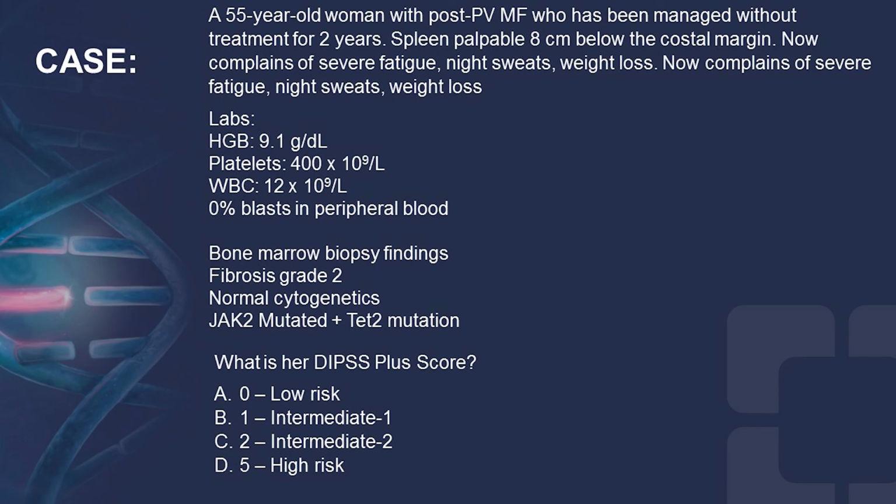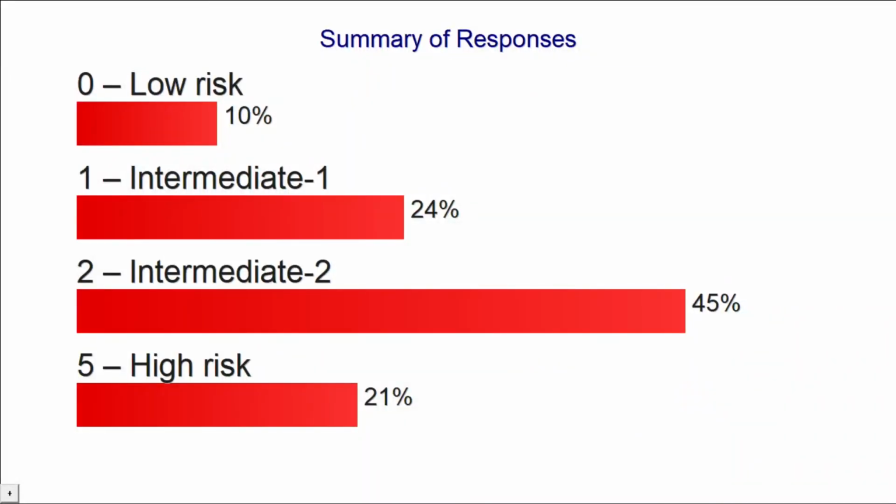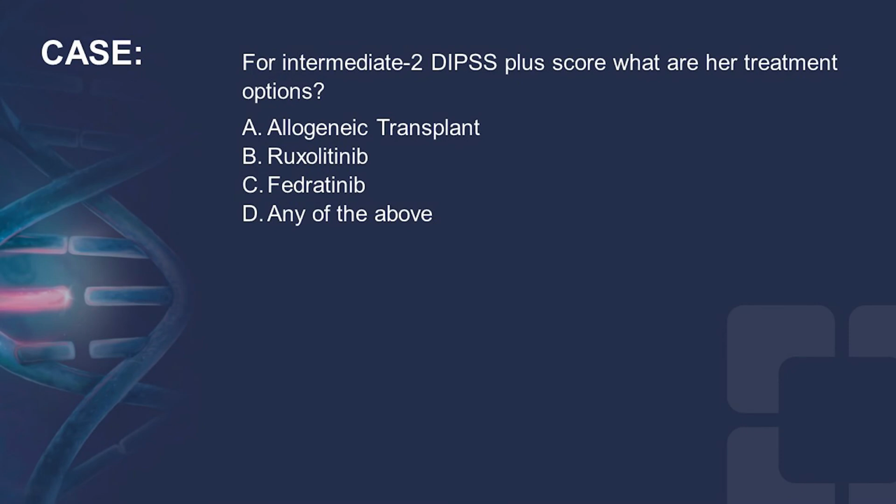So what is her DIPSS Plus score? Okay, good. So her DIPSS Plus score is 2. She gets 2 points for having her hemoglobin below 10, but she doesn't have any other features, like the age or the high white blood cell count, that would give her any other points towards her DIPSS. So what are her treatment options? Transplant, a JAK inhibitor, or any of the above?